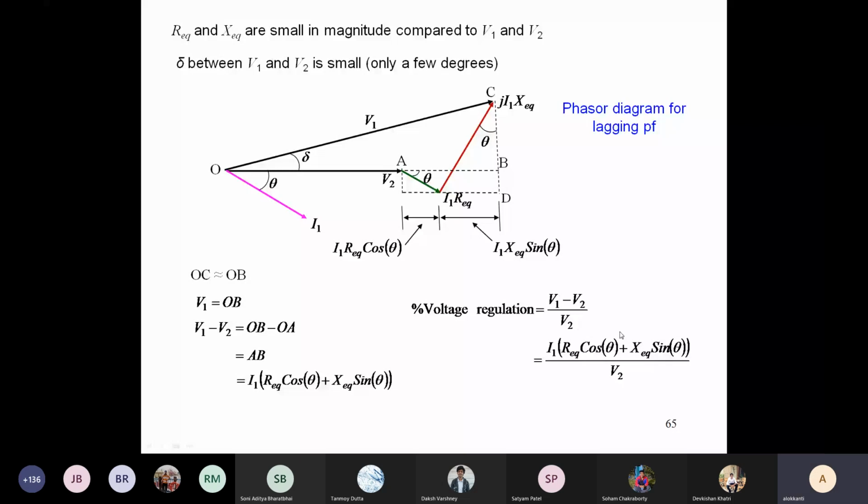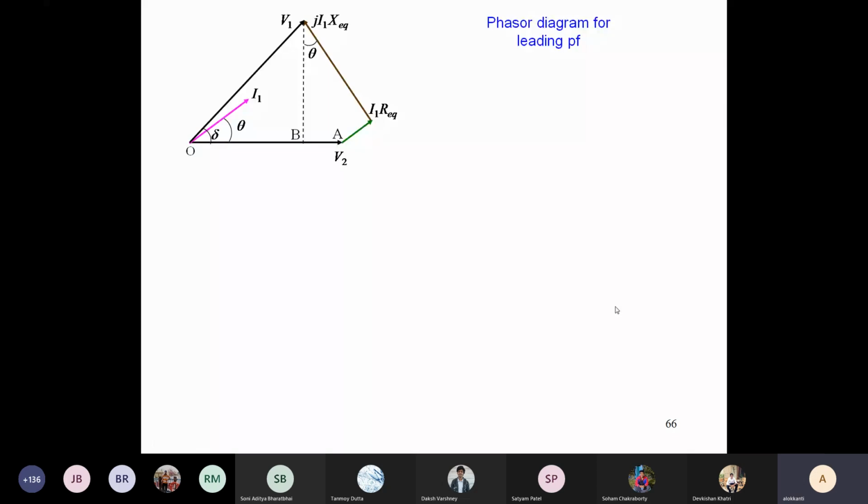So if you draw the phasor diagram for a lagging load, this is the phasor diagram of a lagging load. So V2, the current I1 is lagging the voltage by an angle theta. If you keep on drawing, I1 Req will be parallel to this I1, and then J1 Xeq will be perpendicular. If you add these phasors, V2 plus I1 Req plus J1 Xeq, then this will be your V1. This will be your V1.